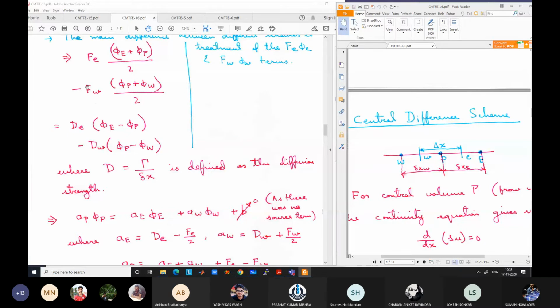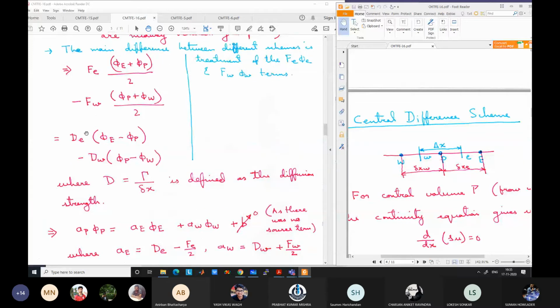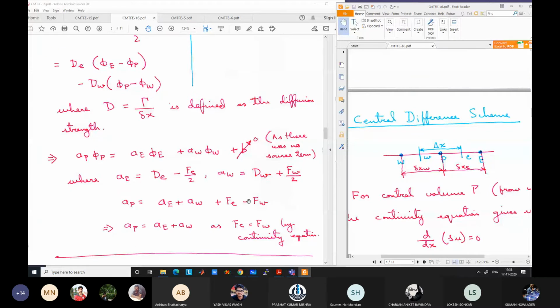And we will take this FW by 2 to the right hand side. So minus will become plus. So it will become DW plus FW by 2. And you take all the other terms, all the P terms, to the other side. So here it is minus D on the left hand side. If you take it, it will become plus D plus DW plus Fe by 2 minus FW by 2. Which you can write in this form, AE plus AW plus Fe minus FW. Just by algebraic manipulation.